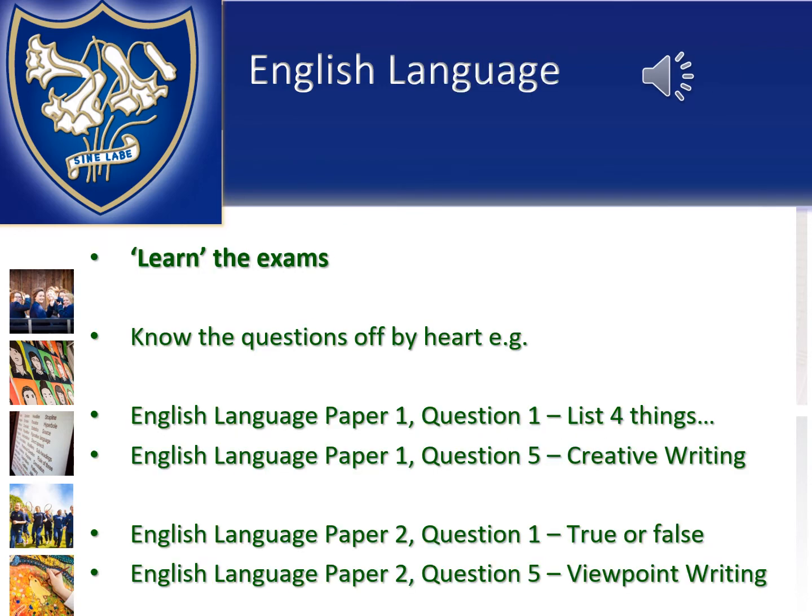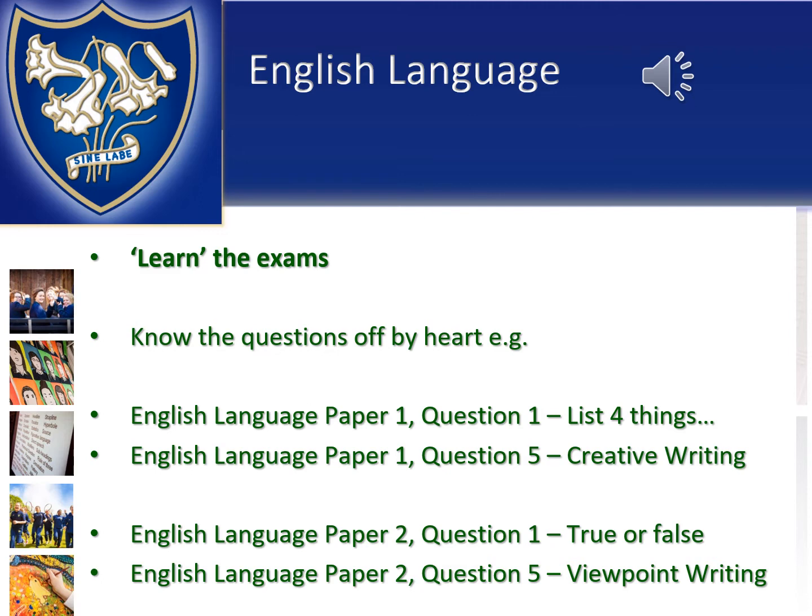The first thing you should do for your GCSE English Language qualification is to learn the exams. There are two separate exams for this qualification, and each exam has 5 separate questions. Each of those separate questions will be asking you to do something different and to use different skills. So you really need to learn those questions off by heart.